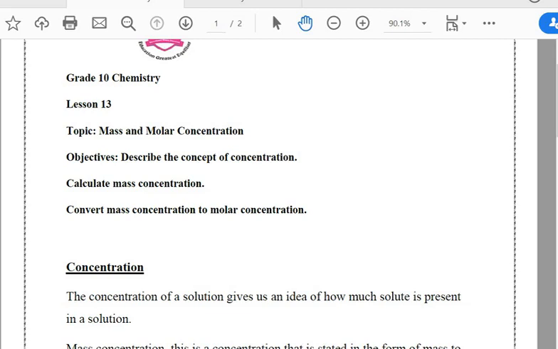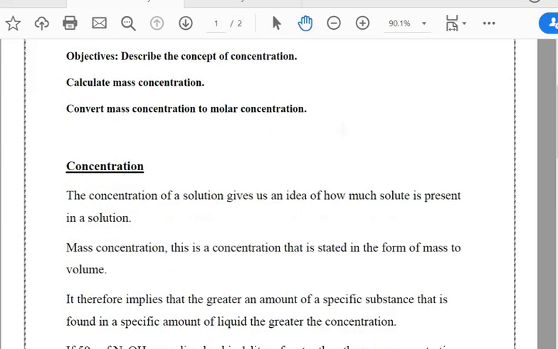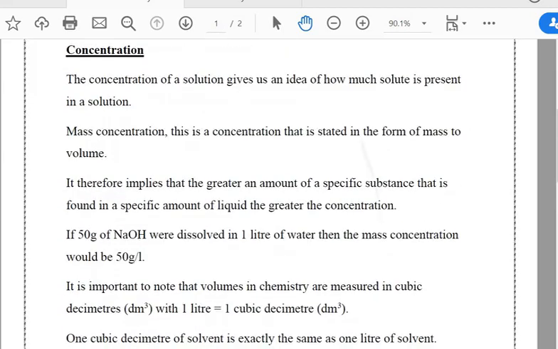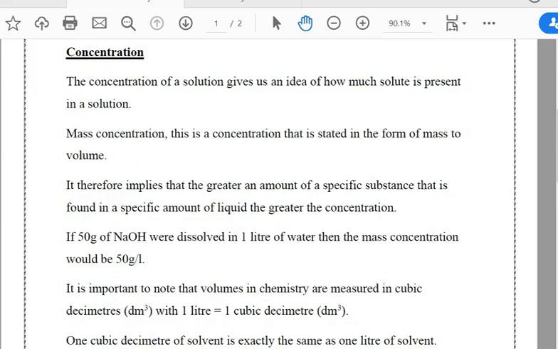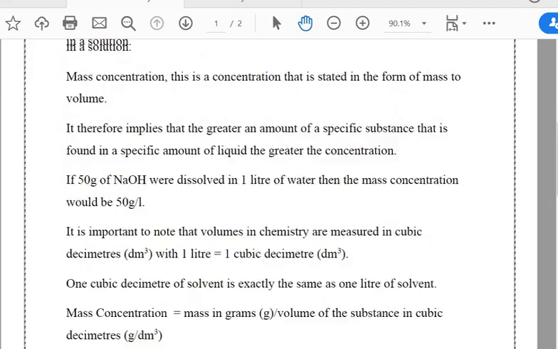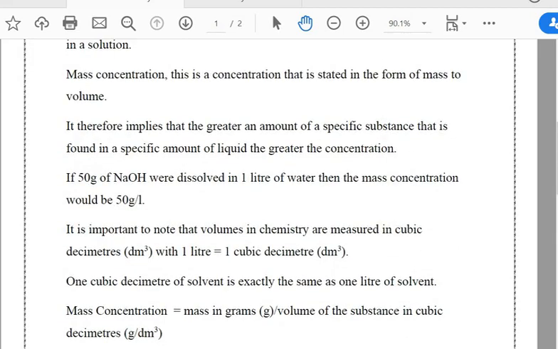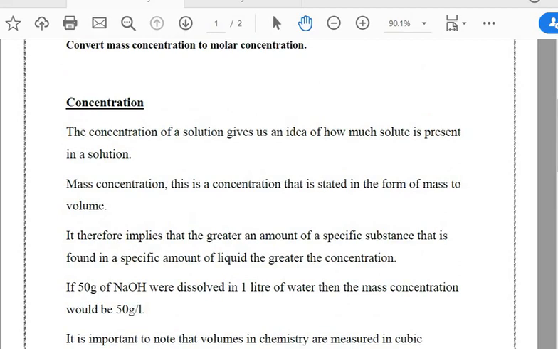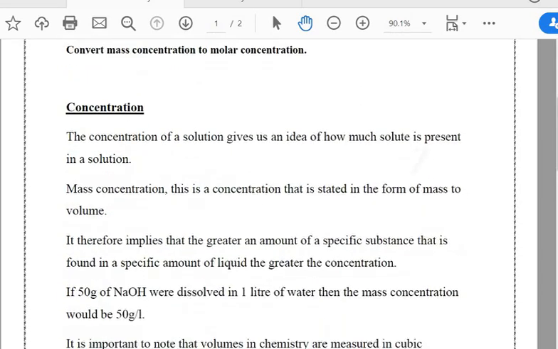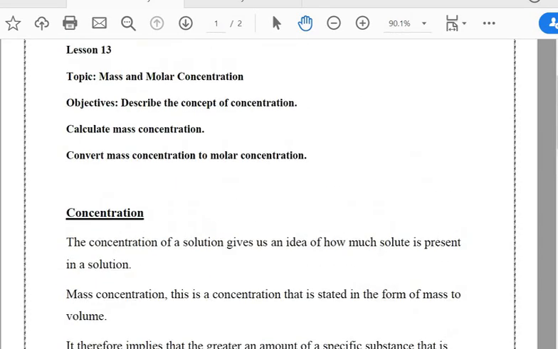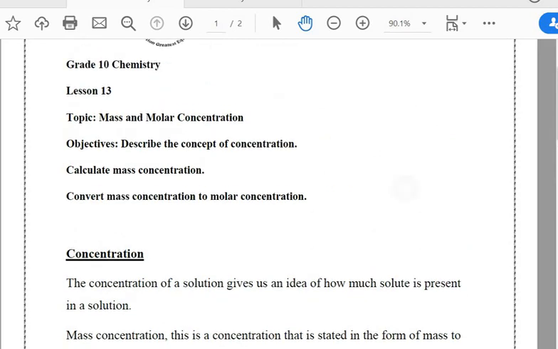So what we're going to do in this lesson is define mass concentration and describe it. We're also going to describe molar concentration, and show how to calculate the mass concentration and the molar concentration, setting us up for maybe more difficult calculations to come very soon. So those are our objectives for today's lesson.